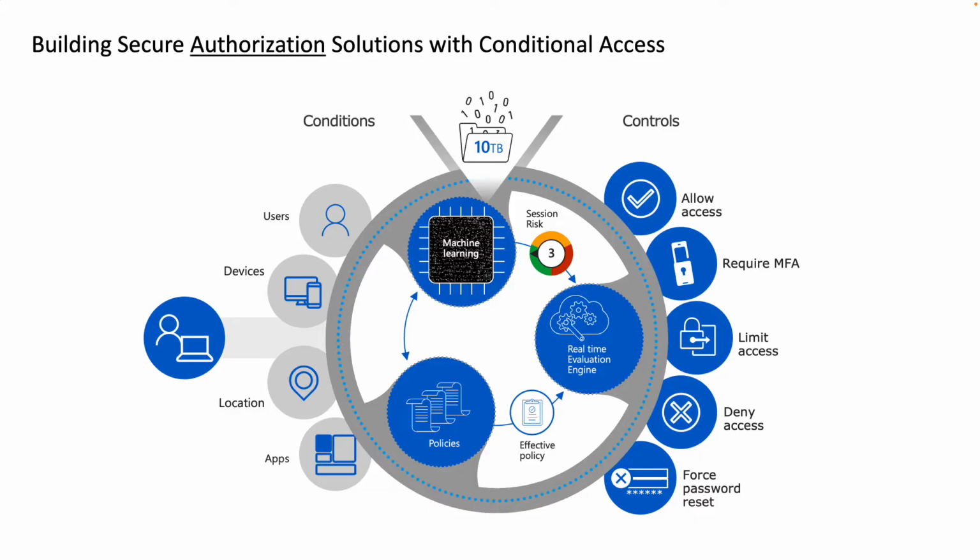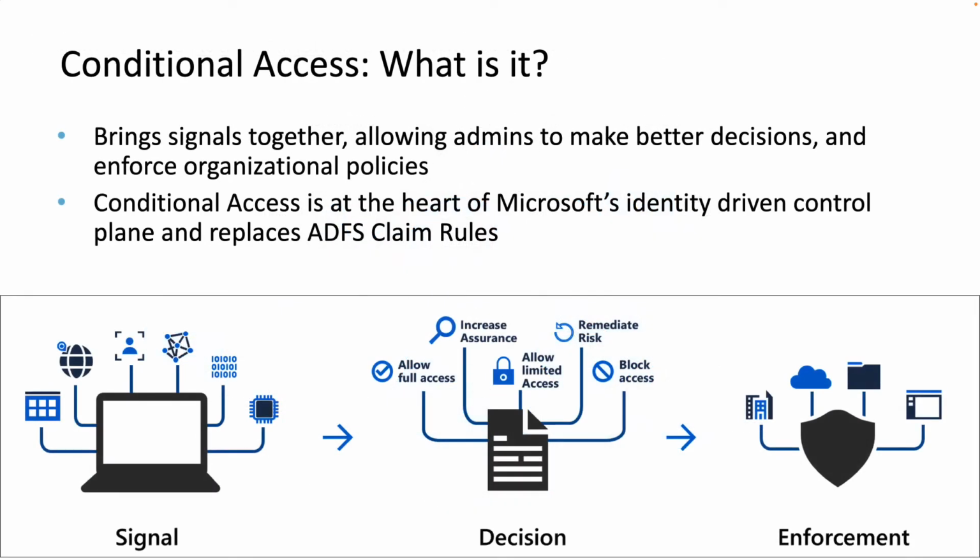Now, in addition, you can also restrict exactly what the user can do on a particular app. So, for example, you don't want the user accessing, let's say, the ability to download files or the ability to take screenshots. So, conditional access essentially listens to signals.